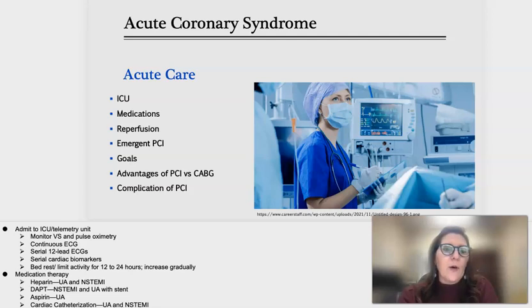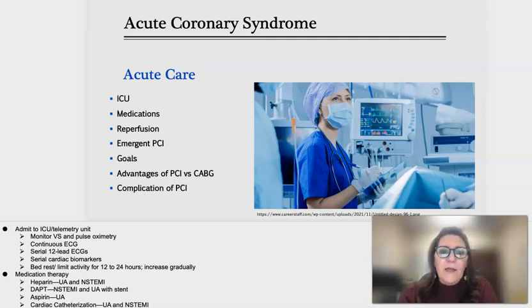They might have serial 12 leads, serial cardiac biomarkers. When they say serial, they mean repeated, right? So you have markers at this time, then you have markers at that time. Bed rest, they're really going to limit activity for 12 to 24 hours and then increase gradually.